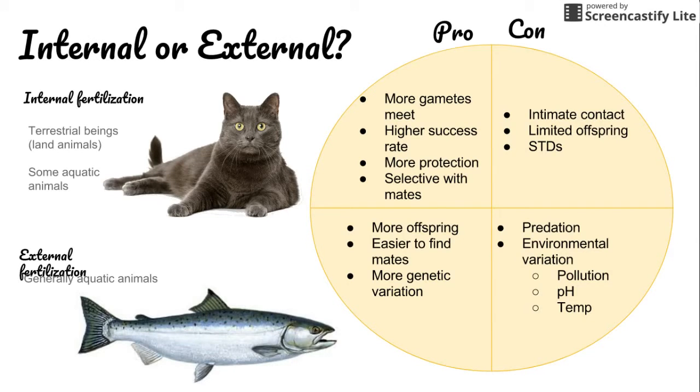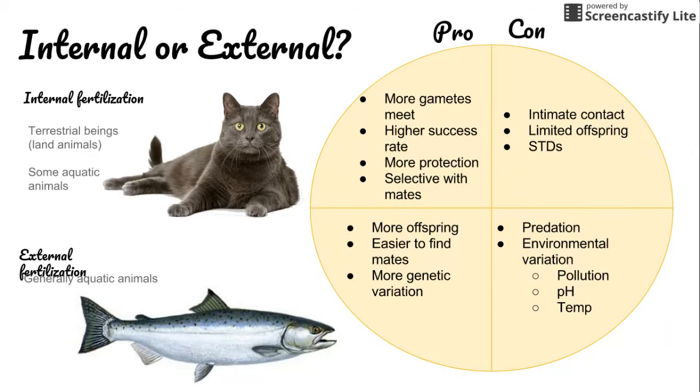Next, we're going to talk about internal versus external fertilization. Fish and aquatic animals, just like salmon, commonly use external fertilization by releasing their eggs into the water so fertilization occurs outside the female. There are plenty of risks with this method due to predation and environmental variations, but it allows more genetic variation and offspring.